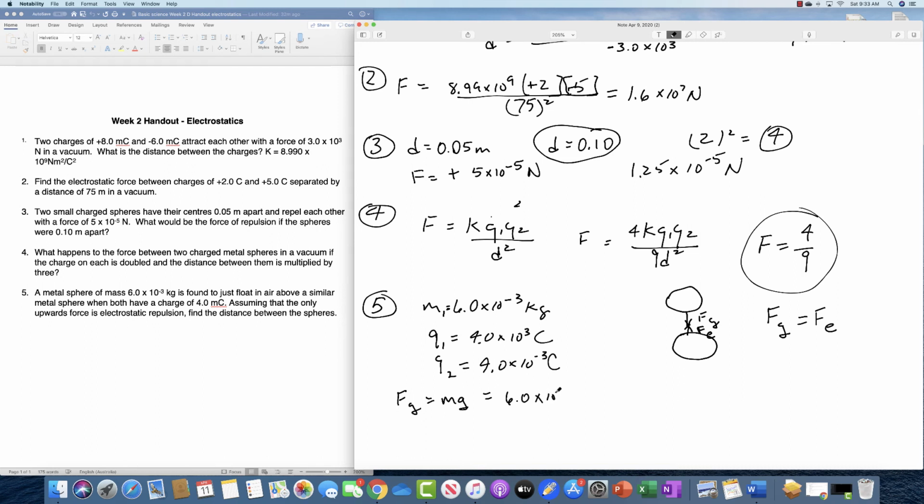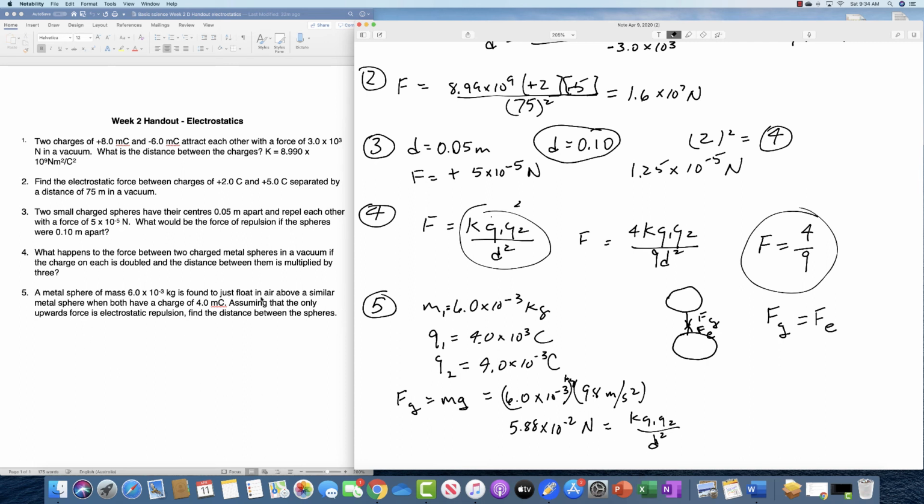So that's going to equal 6.0 times 10 to the minus 3 times g, which is 9.8 meters per second squared. This is kilograms; kilogram meters per second squared is a newton. If you multiply those two numbers together, you get 5.88 times 10 to the minus 2 newtons. And that has to equal this, k Q1 Q2 over d squared.